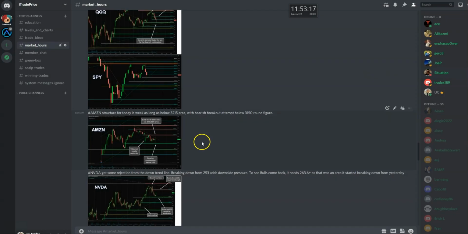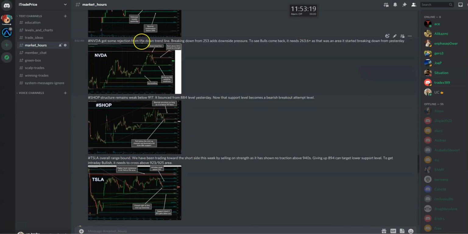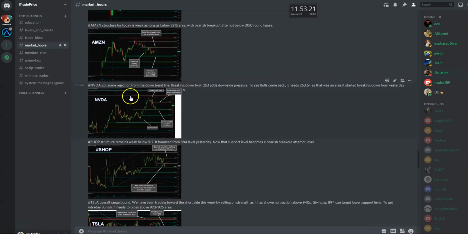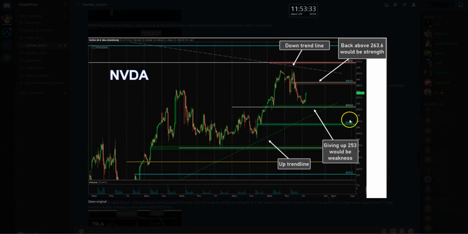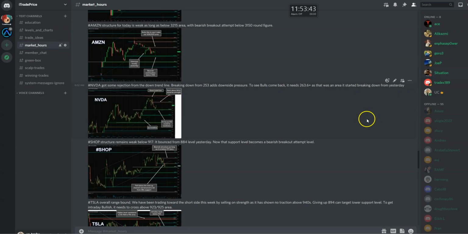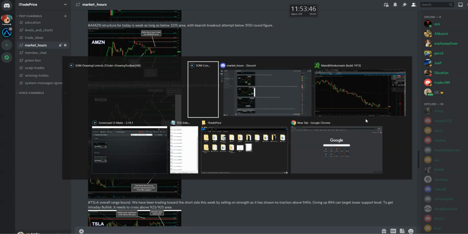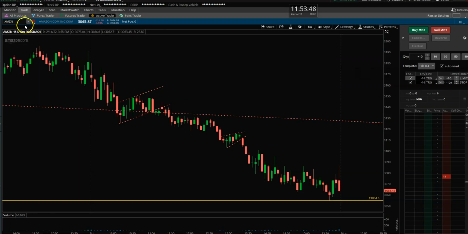Let's take a look at another one. Nvidia got some rejection from the downtrend line. Breaking down from 253 adds downside pressure, right? Bullish only if it was above 263.6, right? This was the level we were trying to see if it breaks down below, 253.4 for a bearish move. Only strength above 263.6.